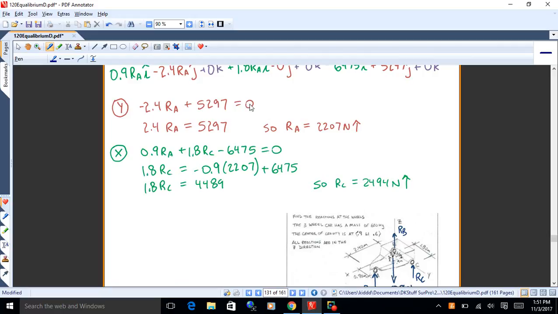Okay, so we're getting those equations worked out, and then to get the last one, we sum forces in the z is what we do.